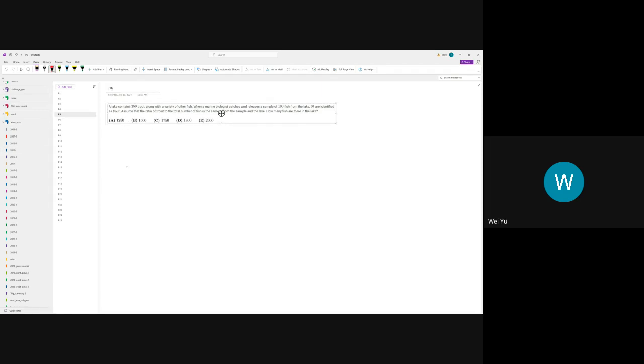So there are 250 trout in a lake, and a marine biologist catches and releases a sample of 180. 30 are identified as trout. So the ratio of trout to the total number of fish is the same, and we have to find out how many fish are in the lake. So 30 over 180 is 1/6, so 1/6 of the fish are trout. So 1/6 of x equals 250, so x is equal to 1500. So our answer is B.